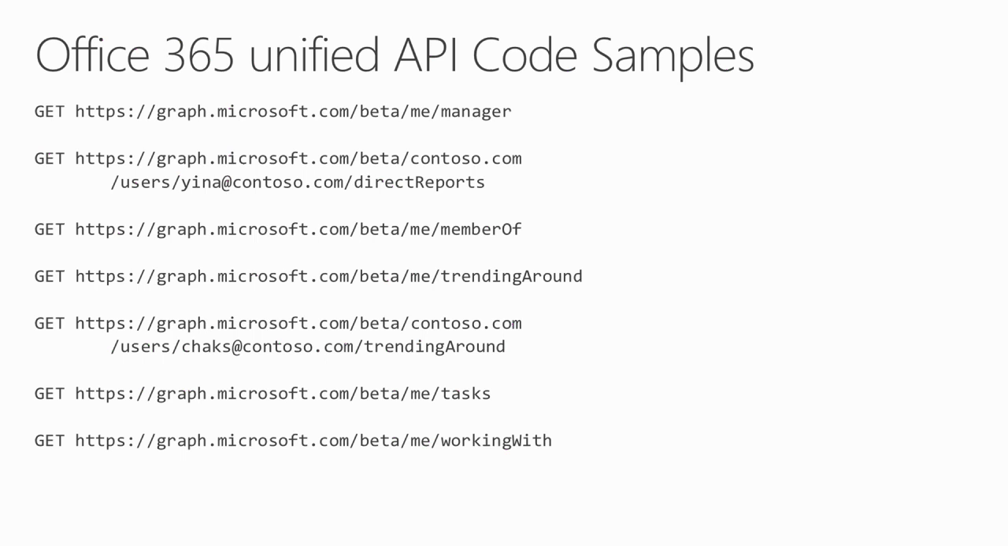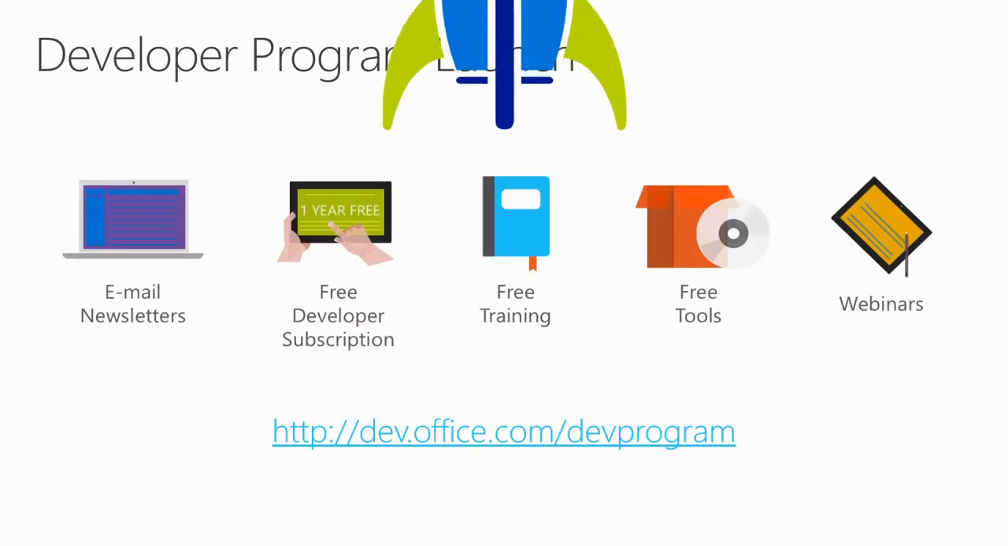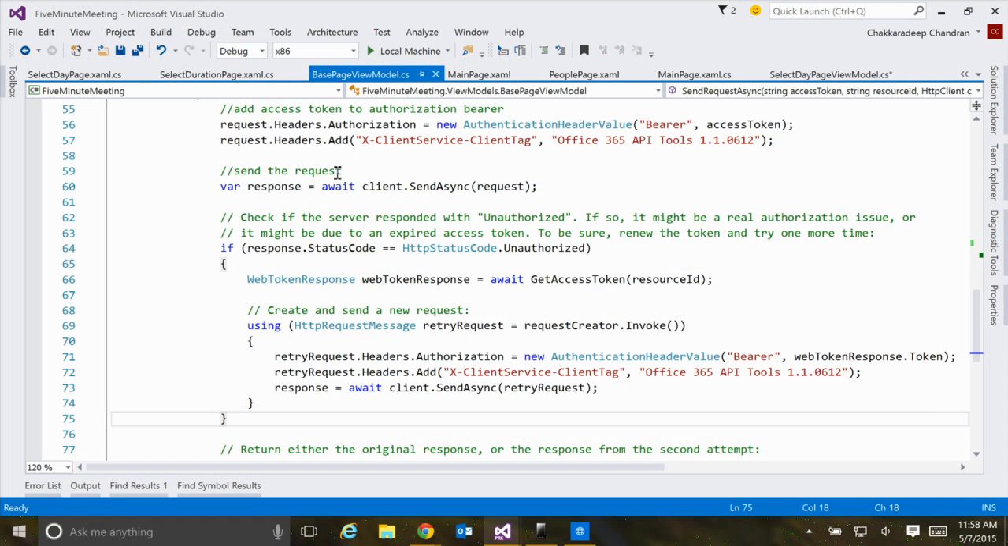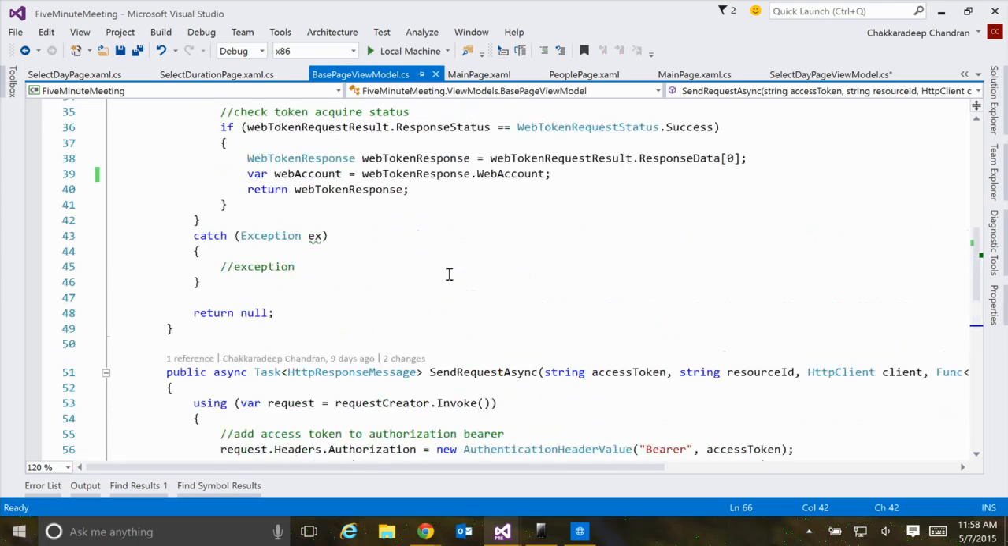You just say it's in the beta endpoint today. So you just say beta/me/manager. You'll get it. If you want to get the working with, which is kind of like the different things that are the activity of the user, the last line says /beta/me/workingwith. It's really simple. It traverses through the user context across all the different endpoints you have in Office. So I'll quickly show you. It's really simple. We have 2 minutes.